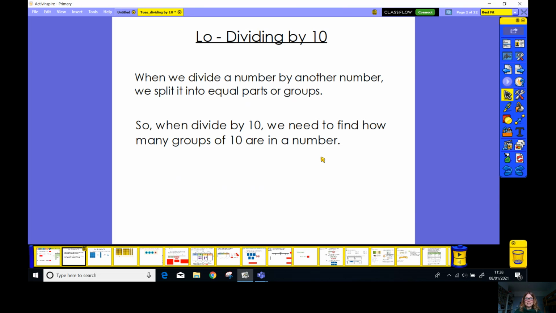Okay, now we need to remember the key things today about dividing. Dividing a number by another number is when we split it into equal parts or groups. So when we divide by 10, we need to find out how many groups of 10 there are in a number. Okay, so that's what we're going to be doing today.